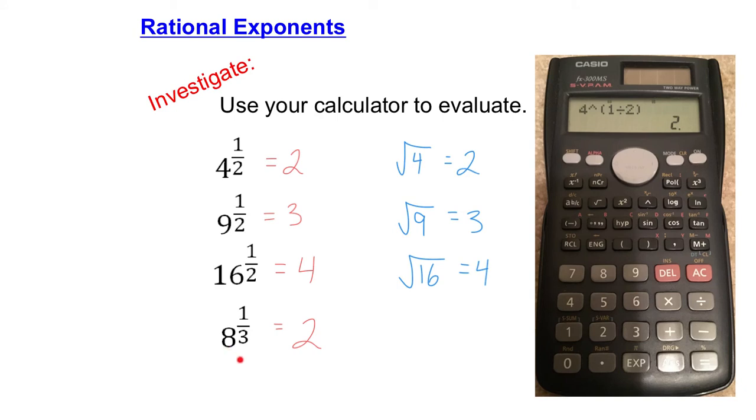Now what about this one? 8 to the exponent 1 over 3 is 2. Well, if 1 over 2 is the square root, 1 over 3 is something that we call the cubed root. And I don't know if you can see it, but on my calculator I have a cubed button, but the second function of that is the cubed root. So I can actually take a cubed root. Now, a cubed root simply means you're looking for the number that multiplied by itself 3 times gets you 8 in this case. So that's why my answer is 2, because 2 times 2 times 2 is 8. The cubed root of 8 is 2.